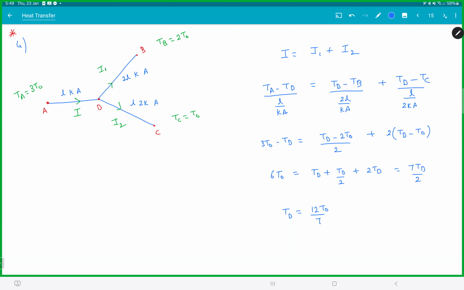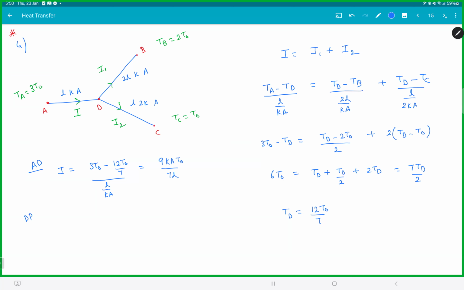Then you're done actually. So what do you want to find? Current in each one. From A to D, current is I, which is TA minus TD. That's 3T naught minus 12T naught by 7, by L by KA. 7 3s are 21, 21 minus 12 will be 9. So 9KAT naught by 7L.